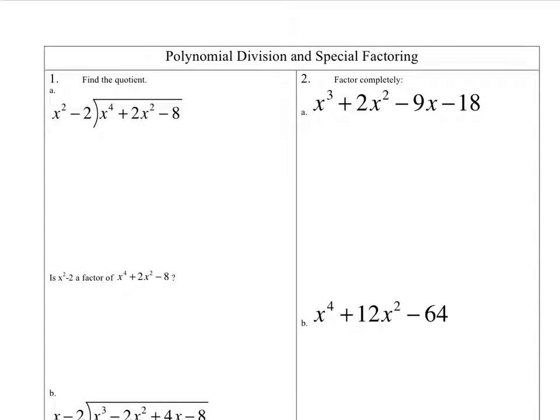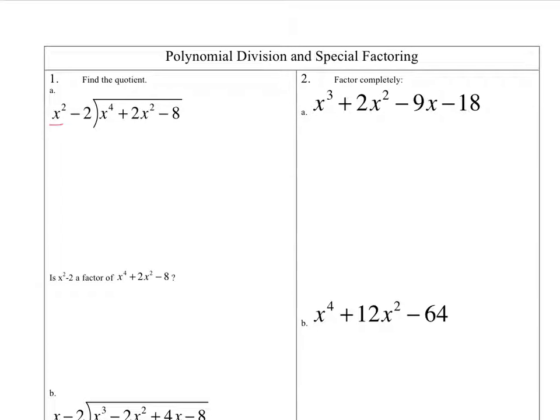Next up, we got some polynomial division and some factoring stuff. This is our new section. I'm going to talk first about the division stuff. First thing we got is x squared minus 2 dividing into x to the fourth plus 2x squared minus 8. First thing I notice is that this is an x squared. I cannot use synthetic division for this. I have to use long division.